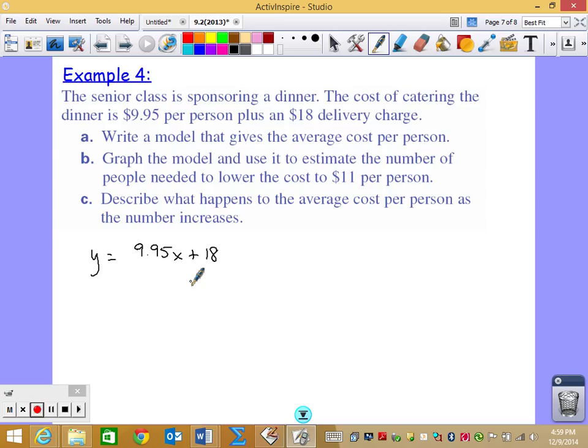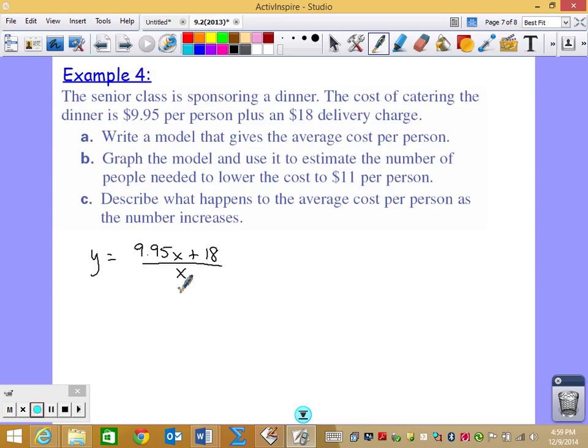To find the average cost per person, to find average, I have to divide by the number of people that were there. Well, if we don't know how many people are coming in, then we don't know how many people were there. So I'm going to divide by x. And what that does is that sets up my average cost model. Total cost, $9.95 times x plus 18, divided by how many people came in, which was, again, x. So the number of people and the number of people are going to be the same. So you're going to have an x on the numerator and the denominator.